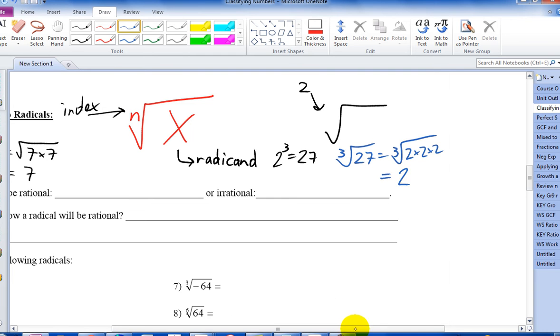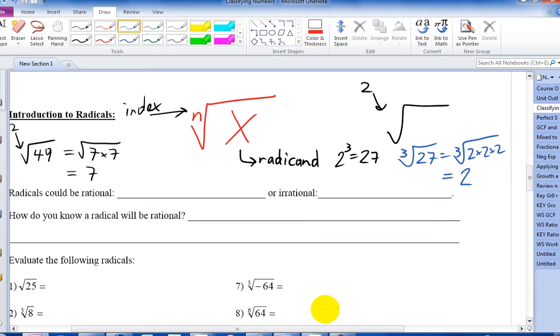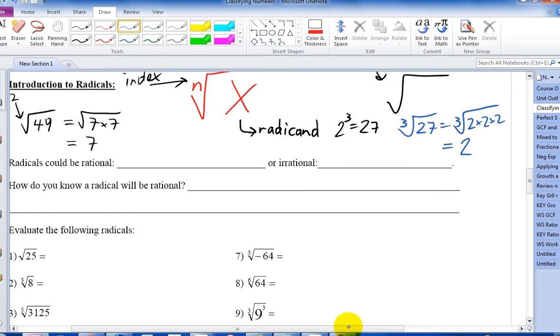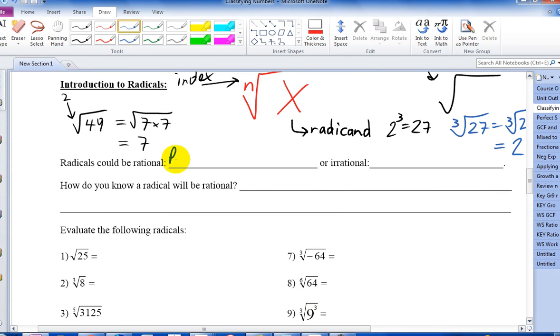Now we just talked about rational and irrational. So radicals can be rational if they're perfect. So for example, square root 16 equals 4. Or cube root, what's another perfect cube? What's 3 times 3 times 3? 27?